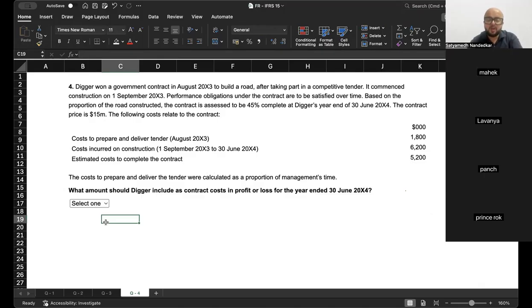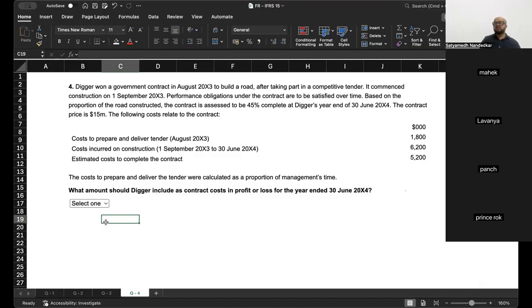Okay, the following costs relate to the contract. Cost to prepare and deliver the tender 1800. Cost incurred on construction 1st of September 2003 to 30th June 2004 6200. Estimated cost to complete the contract 5200. The costs to prepare and deliver the tender were calculated as a proportion of management's time. What is cost to prepare and deliver the tender?